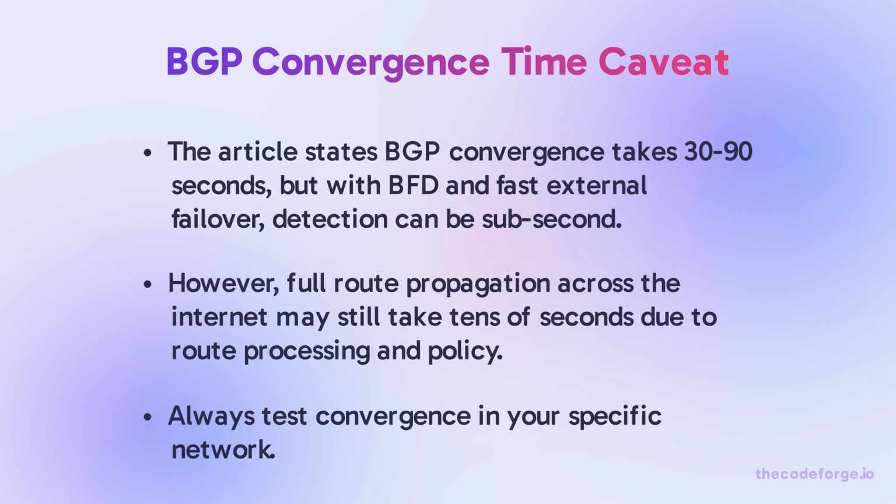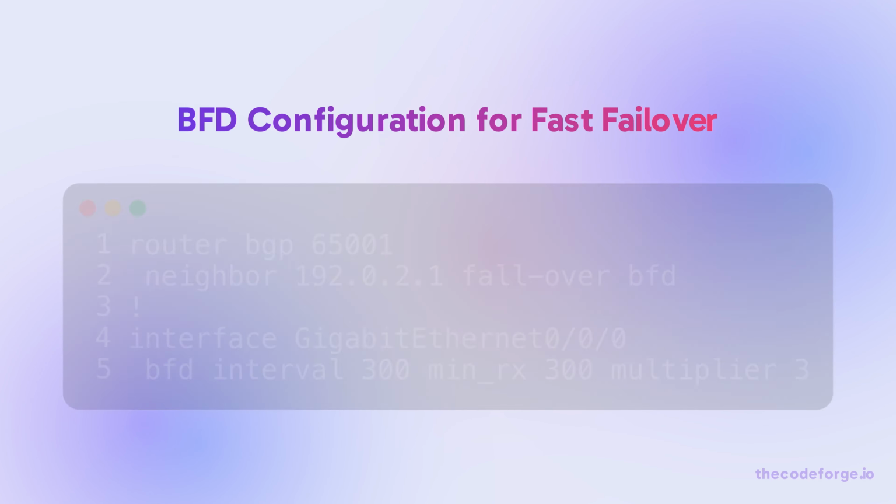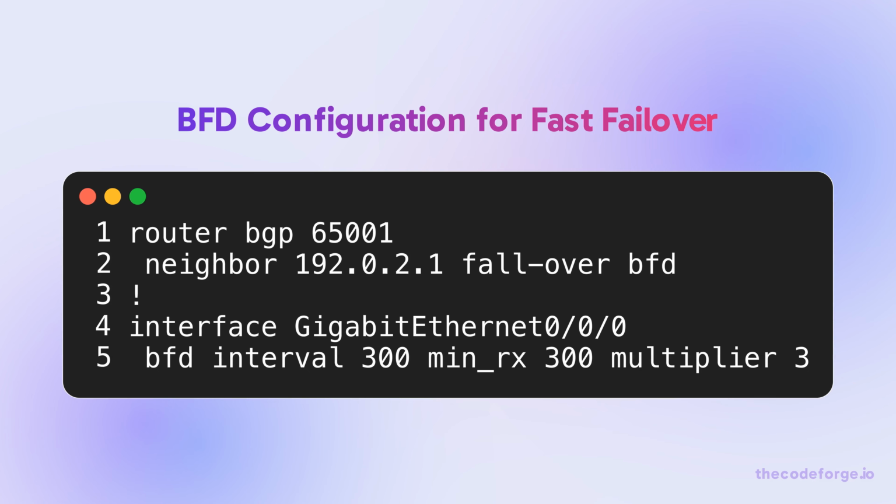The article states BGP convergence takes 30-90 seconds, but with BFD and fast external failover, detection can be sub-second. However, full route propagation across the Internet may still take tens of seconds due to route processing and policy. Always test convergence in your specific network. The article mentions BFD, but doesn't show configuration. Here's a Cisco IOS XE snippet enabling BFD on the BGP session for sub-second failure detection.